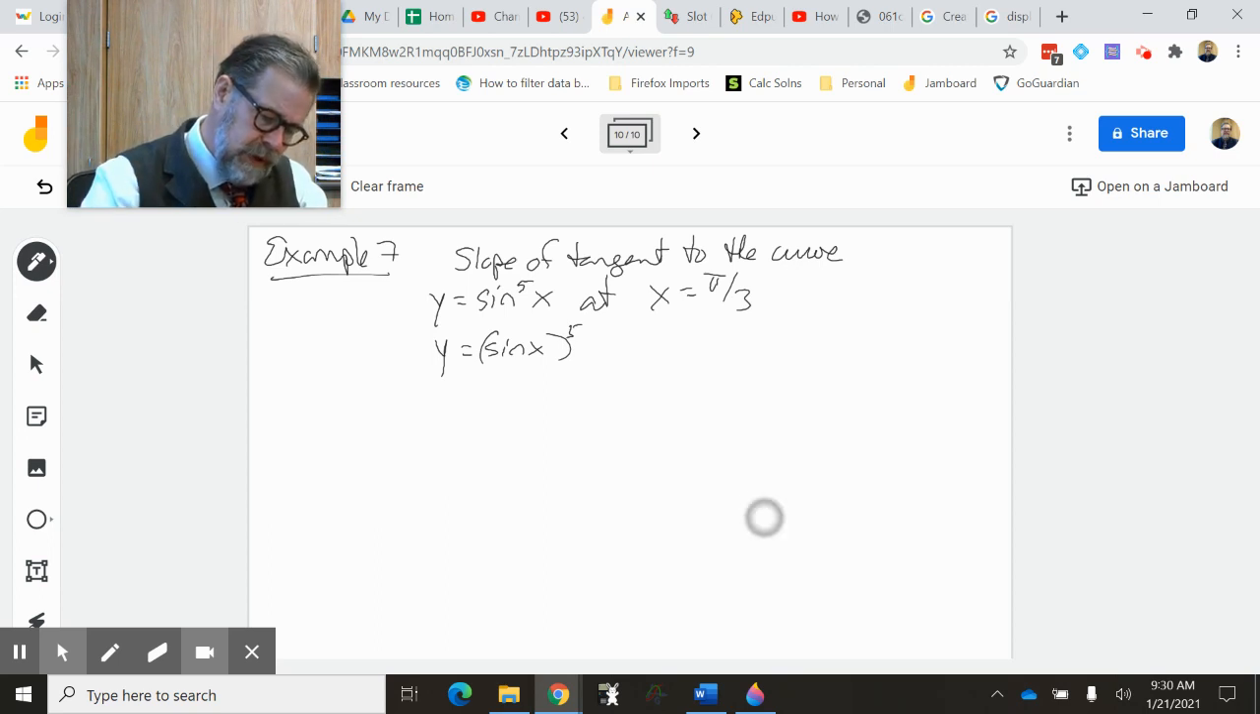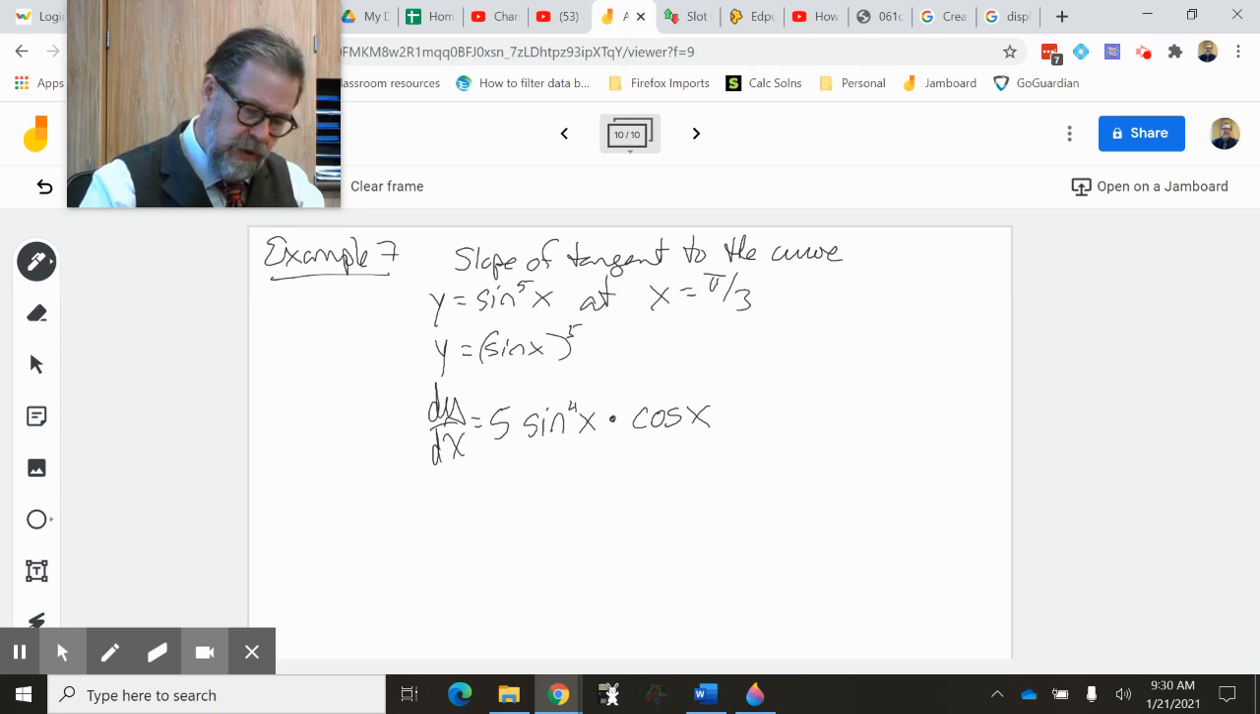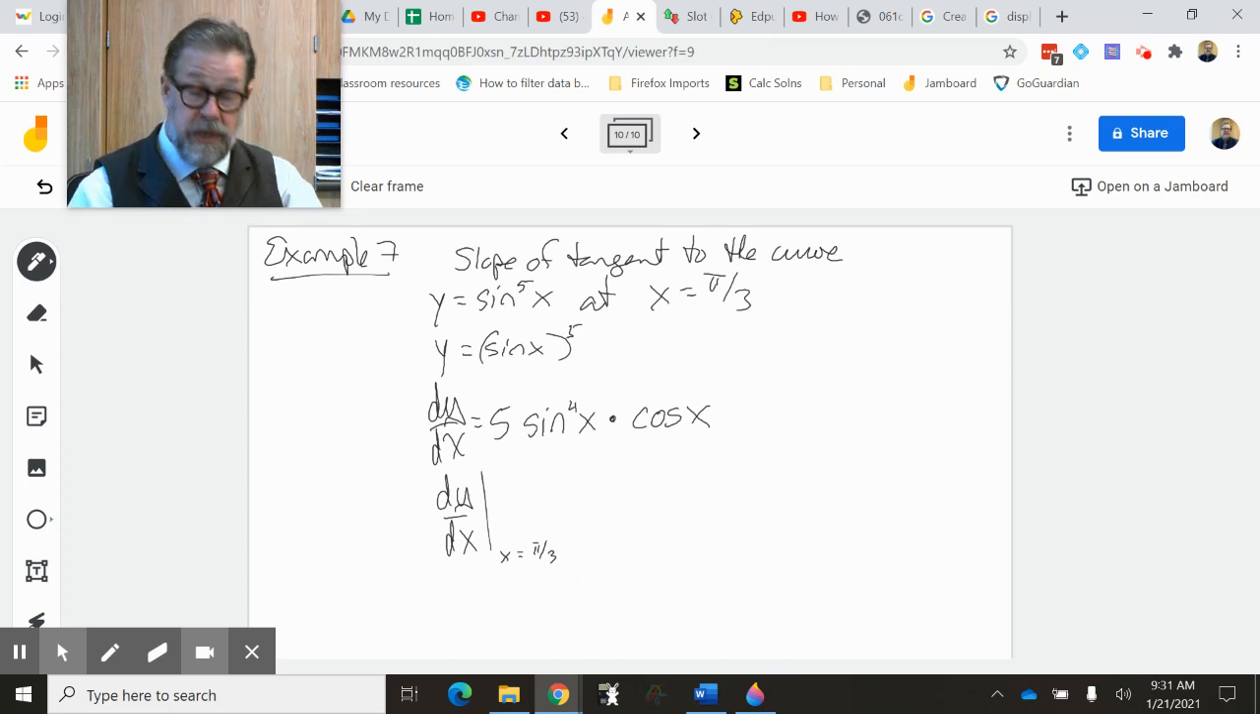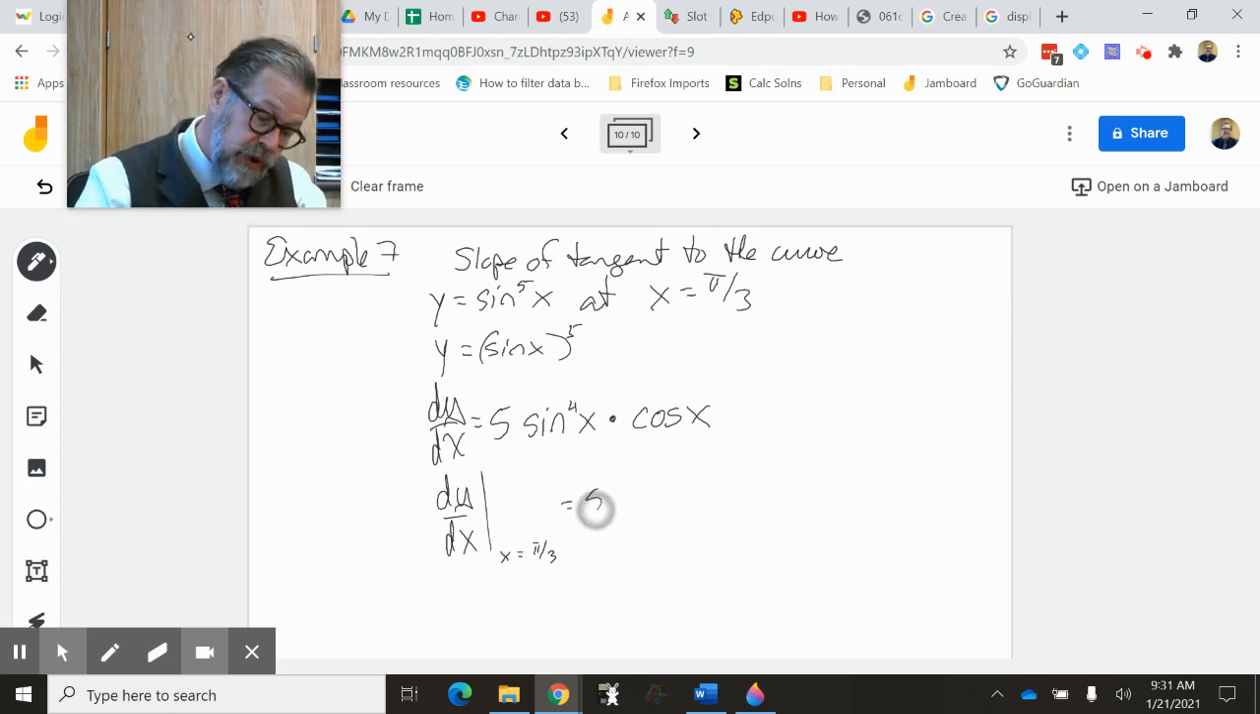And so the derivative of y with respect to x, well, we're going to take the derivative of the power, 5 sine to the 4th of x, times the derivative of sine, which is cosine, and then at pi over 3. One notation that we may not have seen before is I might draw that little line and say at x equals pi over 3. So it's going to be 5 sine to the 4th power of pi over 3 times cosine of pi over 3.